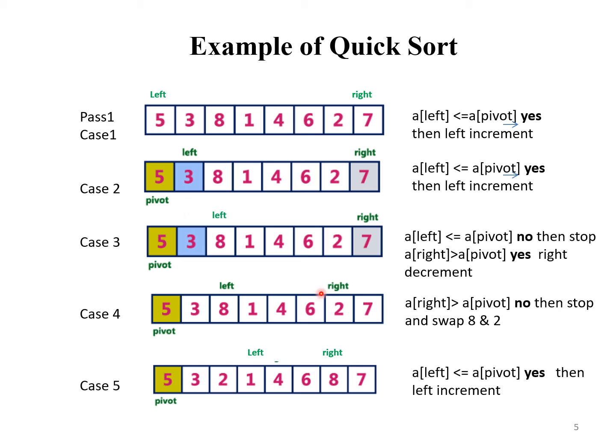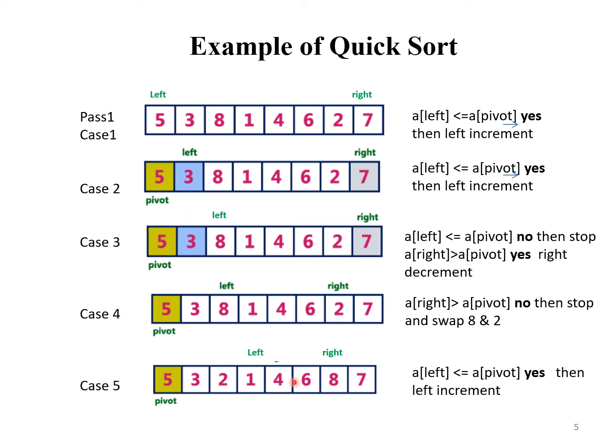When these two pointers are stopped, then we will check whether left is less than right or greater than right. Okay. So here left is less than right. So whenever left is less than right, then we exchange the left and right elements. That's why we exchange 2 and 8. So now 2 and 8 we swap in the next case.